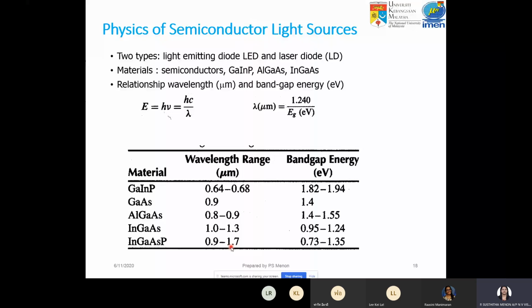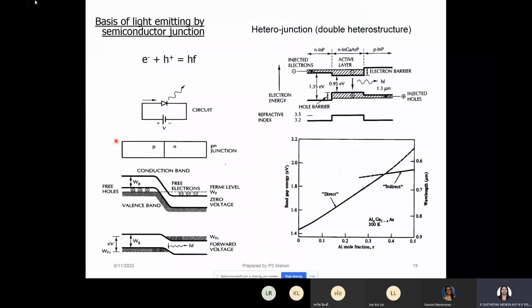Okay, so let's look at the physics of it. Electrons recombine with holes to form photons. This is the circuit for a light emitting semiconductor junction. A semiconductor junction is a p-type attached to an n-type. P-type means there are a lot of holes, and N-type means there are a lot of electrons. So two layers are next to each other. Now let's look at the conduction band and the valence band.